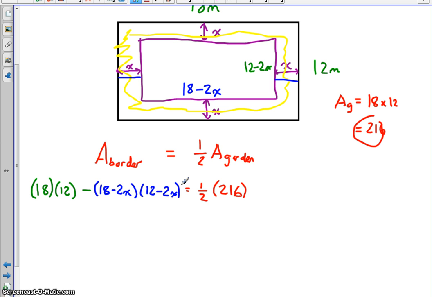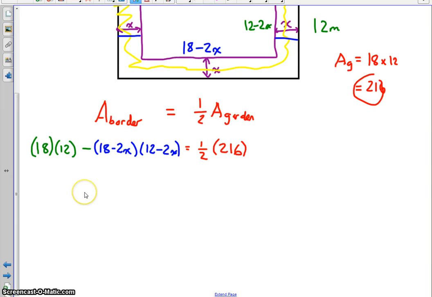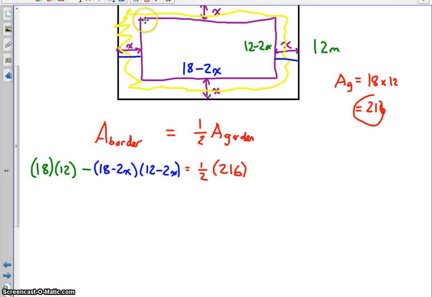It looks like there's no way of solving it, but again, any quadratic equation, you want to get everything over to one side so it's equal to 0. So what I need to do is expand everything out here and simplify, which can take a little while, but again, it's just algebra at this point, and we should be able to solve this one. So let's simplify it piece by piece. So 18 times 12 I know is 216. And I'm going to expand out 18 minus 2x and 12 minus 2x in an array.